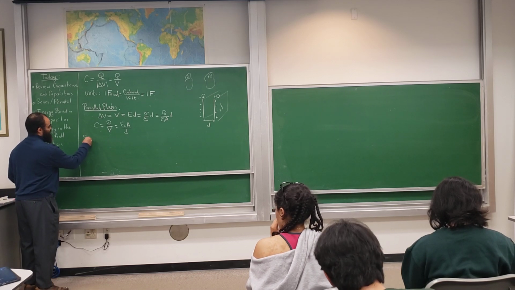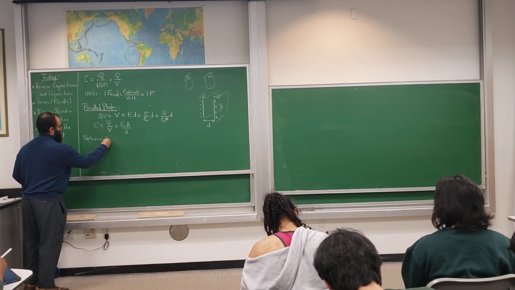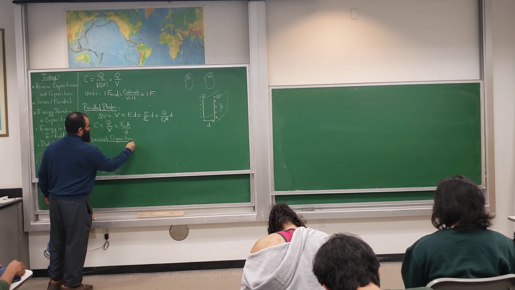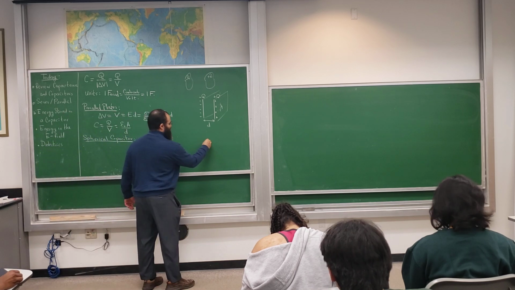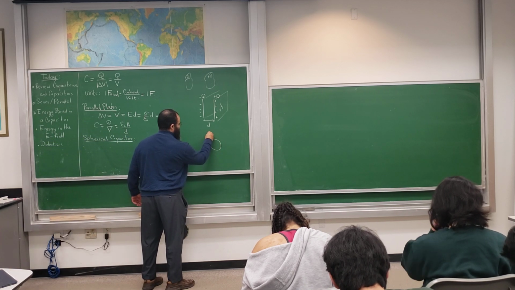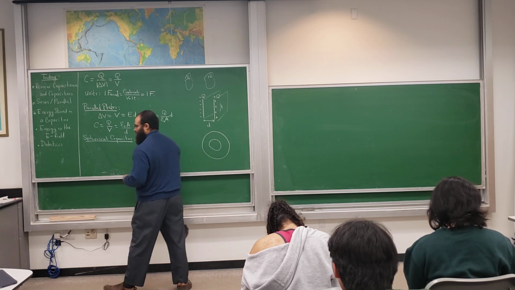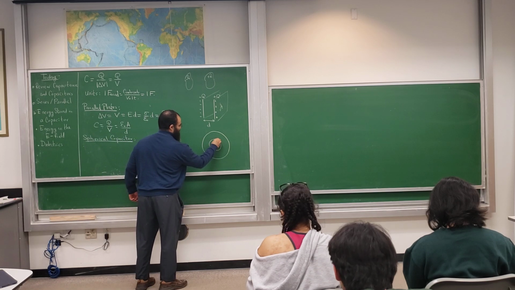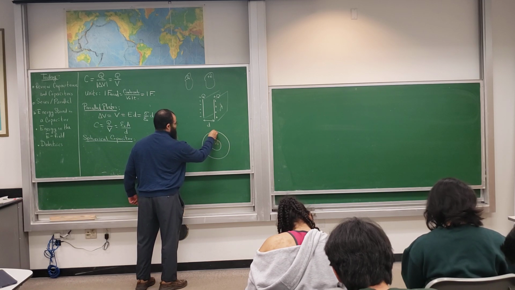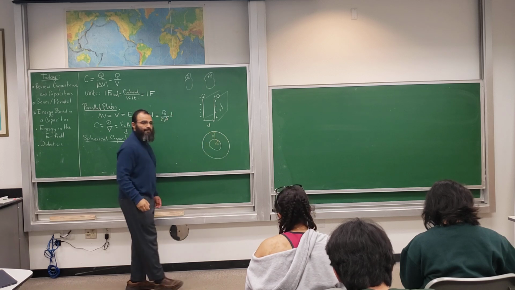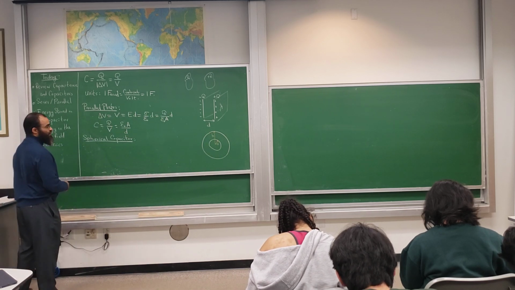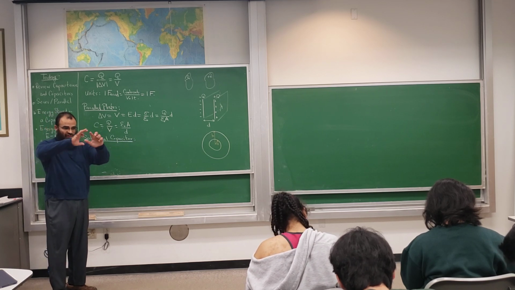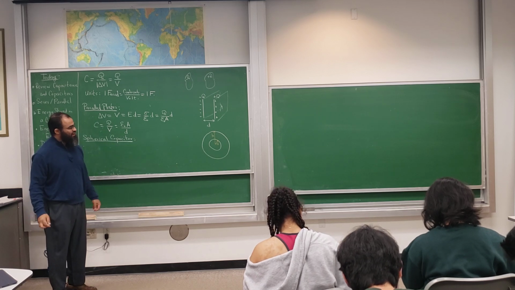So spherical capacitor is made of two metal or two conducting shells. This shell has a radius A, and this shell has a radius B. And the question is, what's the capacitance of these? These are spherical shells, right? This is just a cross section. They're actually three-dimensional spheres, which is looking inside.